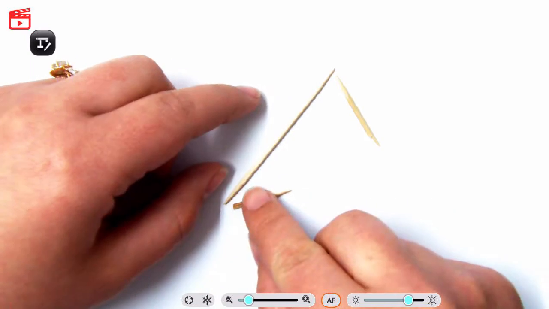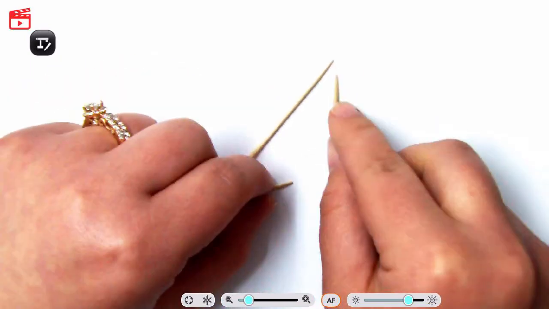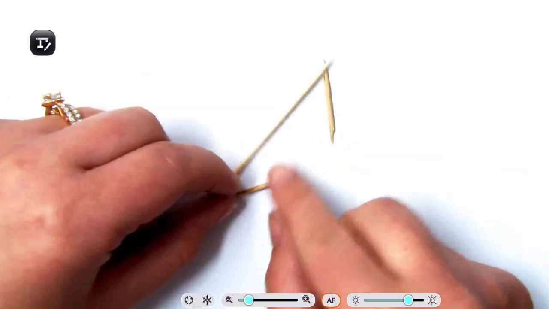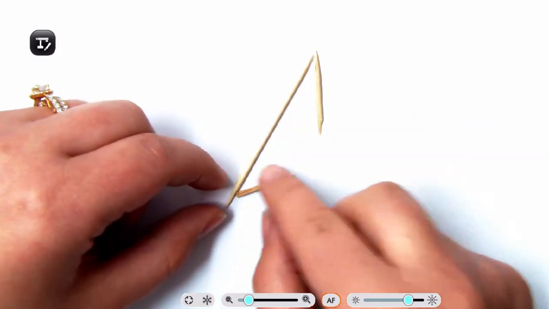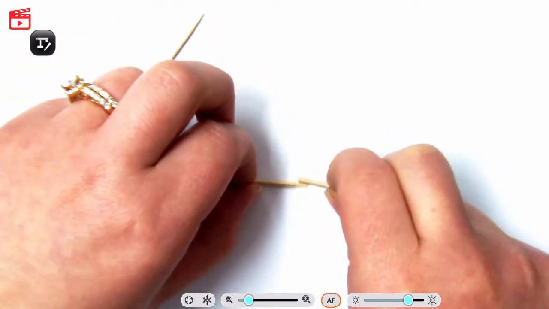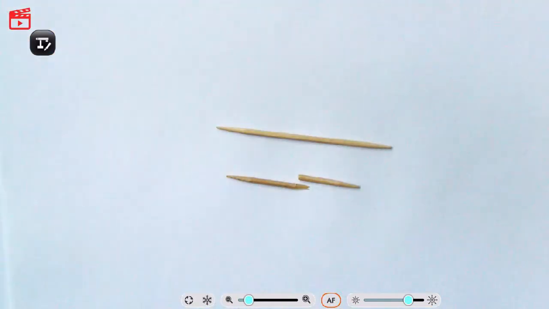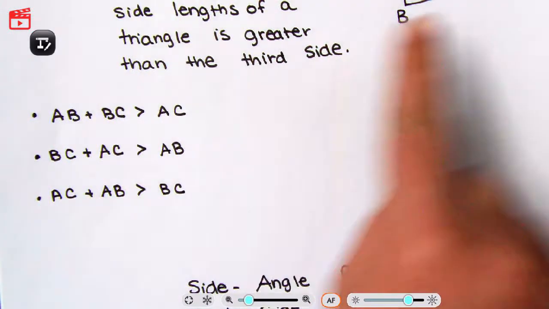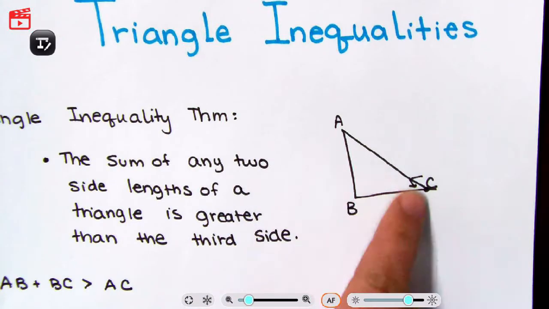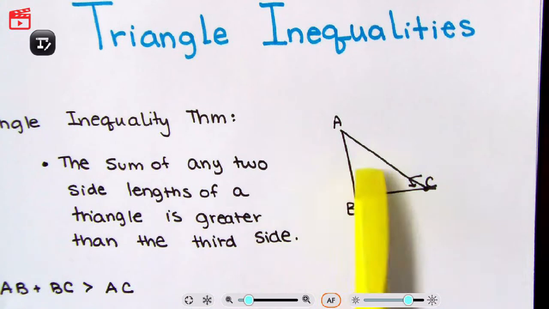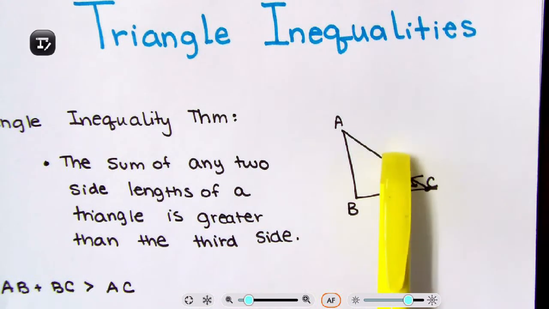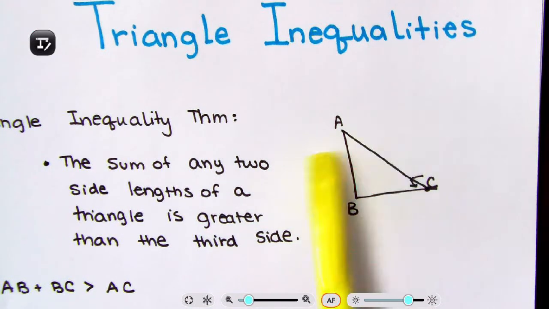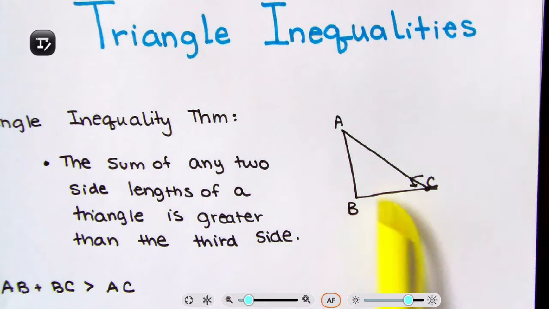Like I'm trying, don't get me wrong, I'm trying. It just won't happen. There's always going to be some sort of gap, and that gap comes from these two being smaller than that third side. So let's see this application. The triangle inequality theorem states that these two sides added together are greater than that third side. These two sides are greater than that third side, and the third here is greater than that third side.